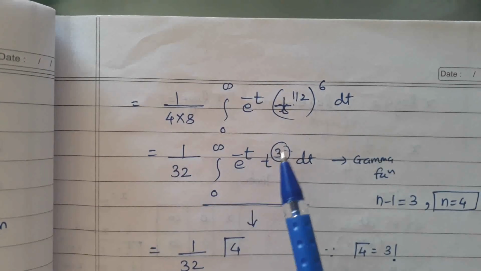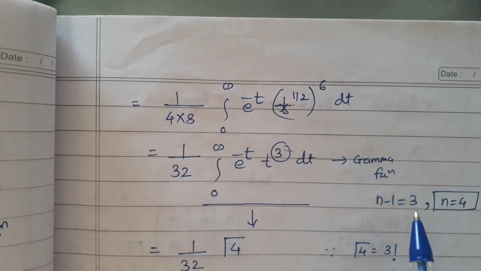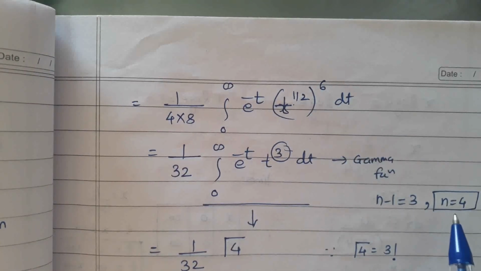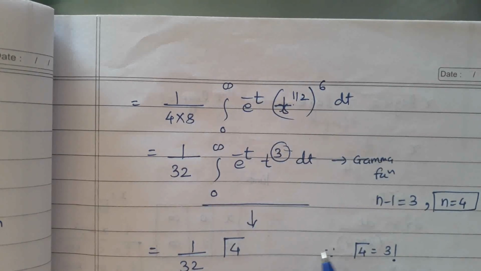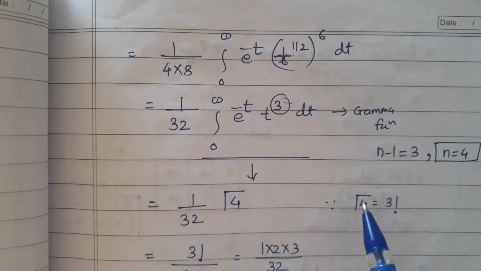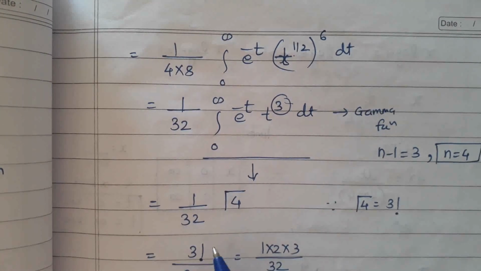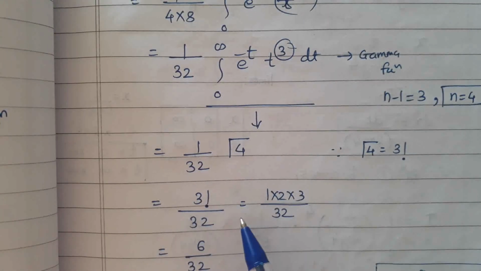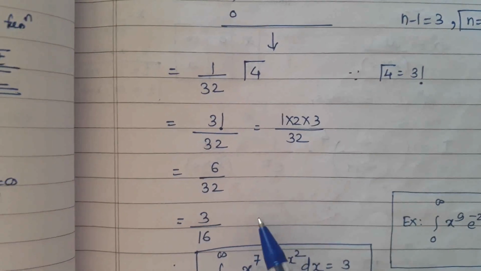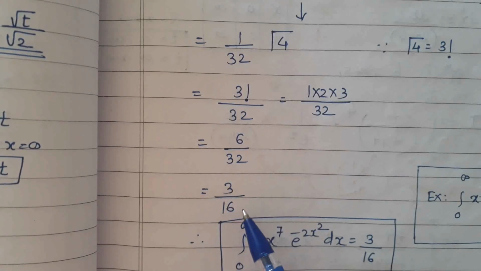e raised to minus t. Find the value of n by comparing this with n minus 1. So n minus 1 is equal to 3, n is equal to 4. So the value of this integral is equal to gamma 4. Using the properties of the gamma function, gamma 4 is equal to 3 factorial. So use this value as 3 factorial. So 3 factorial upon 32 is equal to 6 upon 32. Cancel the common terms. So the final answer is 3 upon 16.